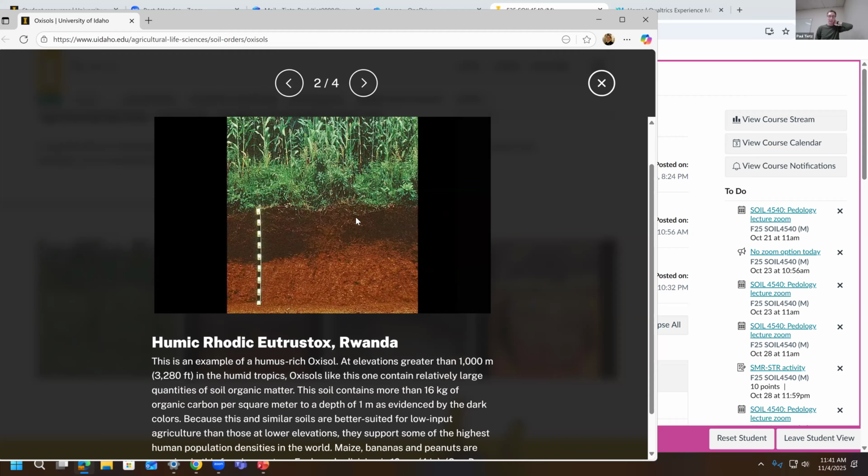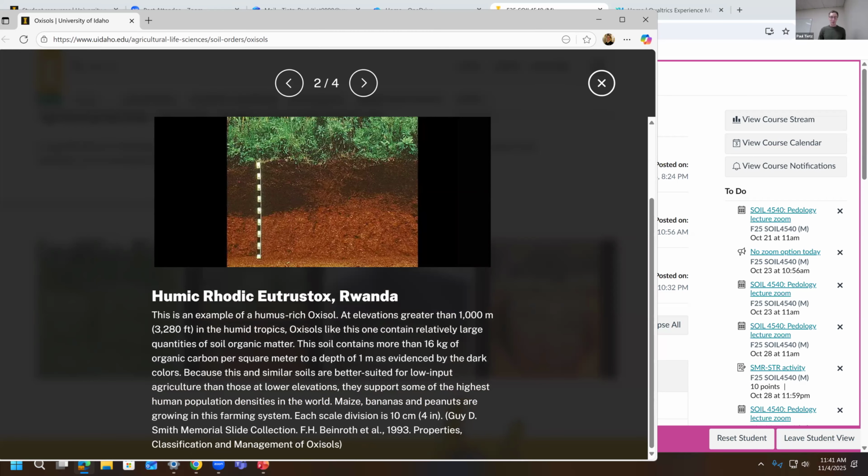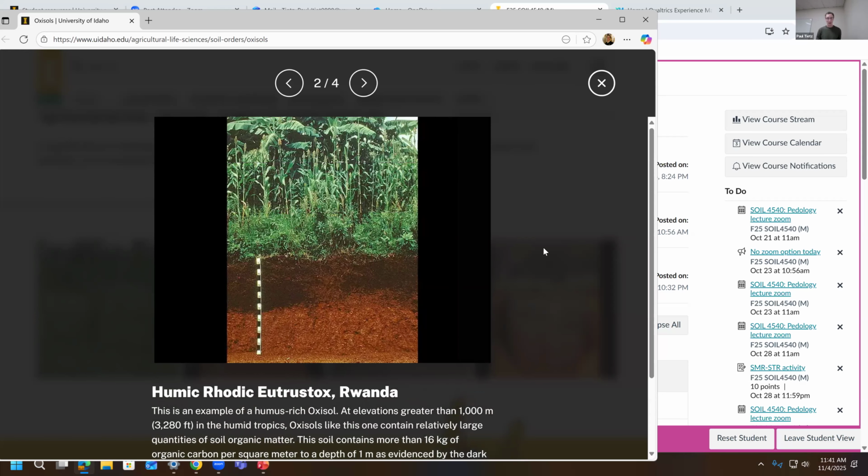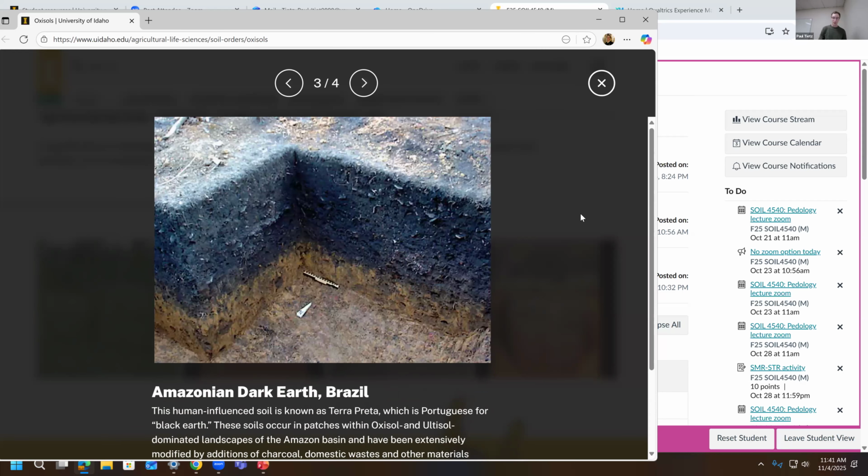Some of these locations in high elevation in Africa support really high density populations because they're able to farm these oxisols and support quite a bit. Maize, bananas, peanuts, perhaps in a system there in Rwanda with all this organic matter. In order to add organic matter to some of these oxisols, there's a really famous example of the Amazonian dark earth in Brazil. Terra preta is what this is commonly known as.